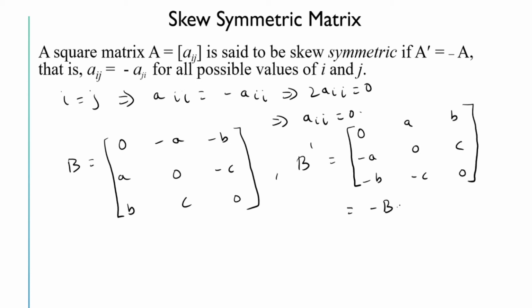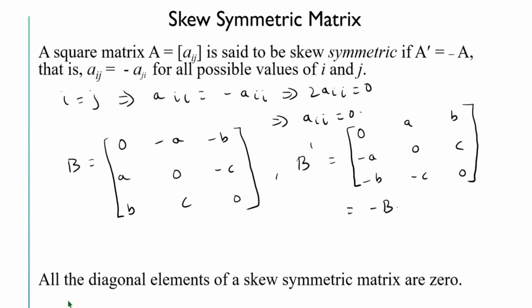So here we can see that the diagonal elements are all 0. So in this case we call B a skew symmetric matrix because B transpose is equal to minus B. So all the diagonal elements of a skew symmetric matrix are 0.